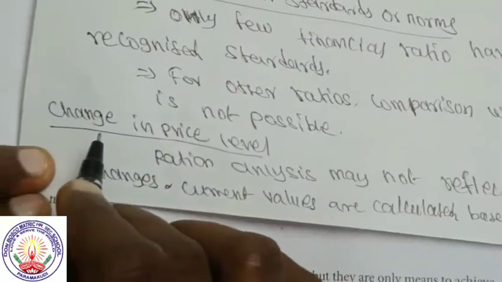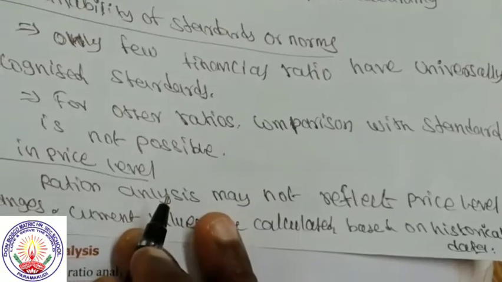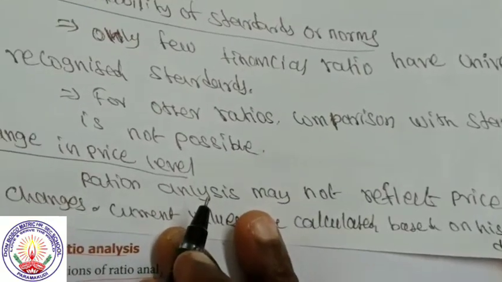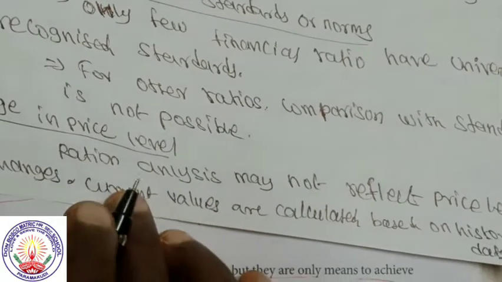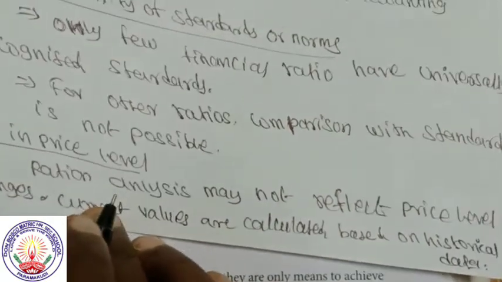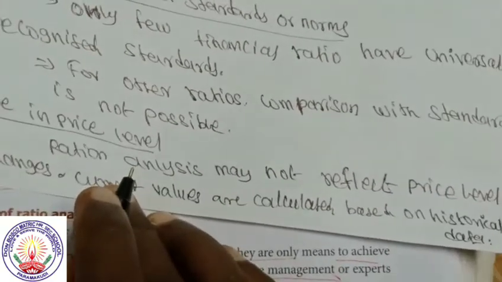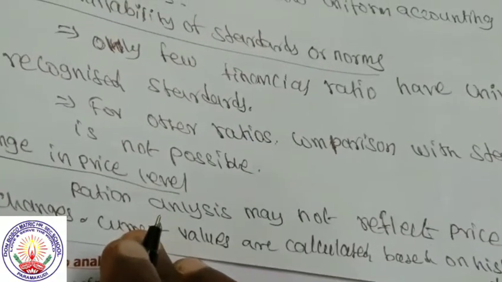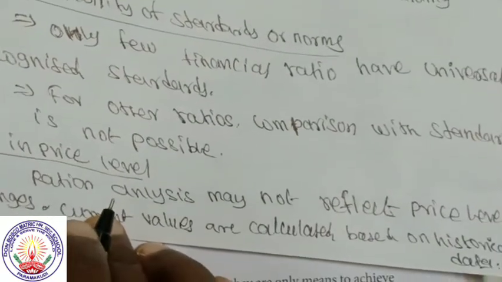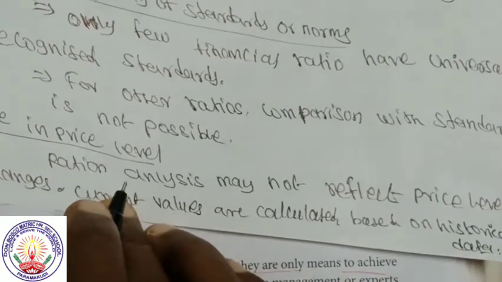Last point, change in price levels. Ratio analysis may not reflect price level changes. Current values are calculated based on historical data, previous and past years. What are the rates and the prices? Compare those, and that decides the change in price level. Ratio analysis does not reflect these changes.